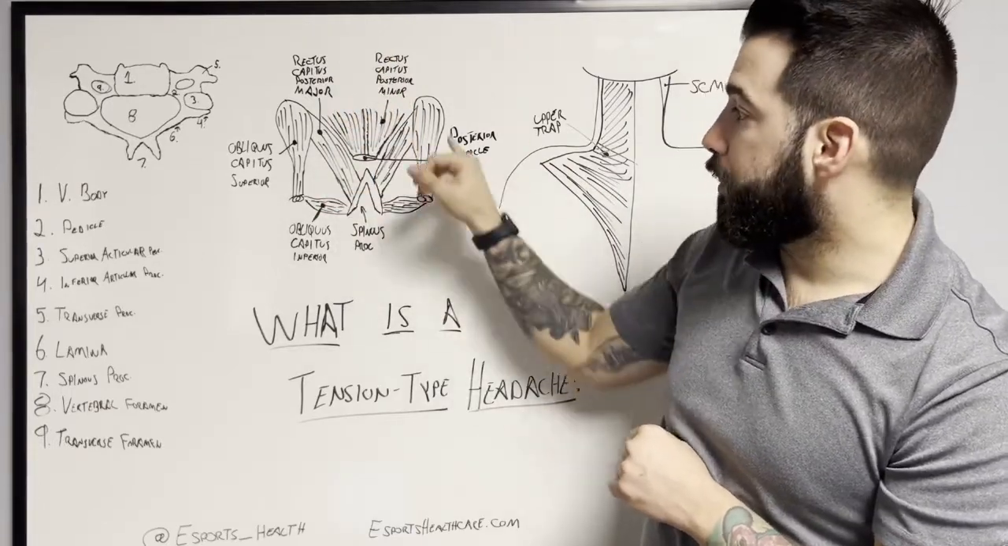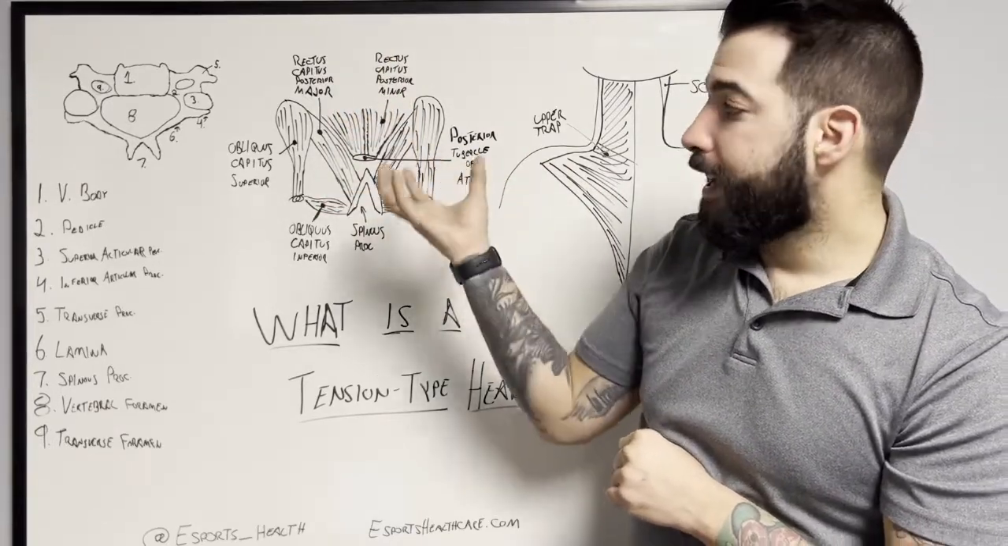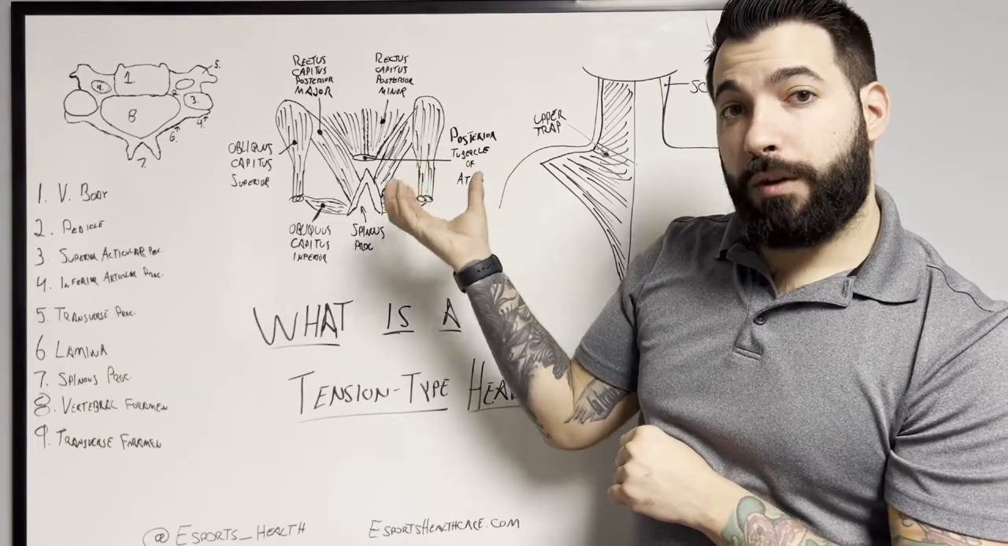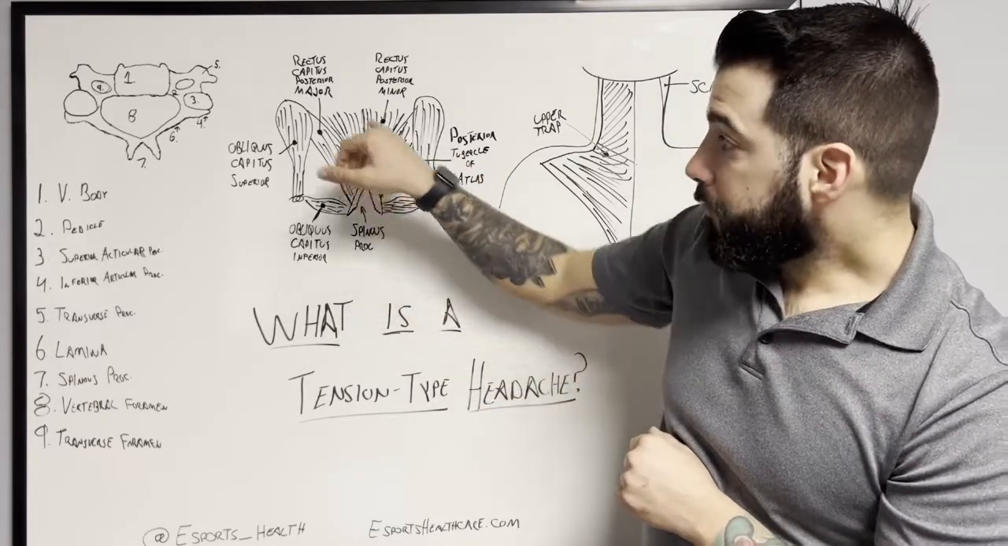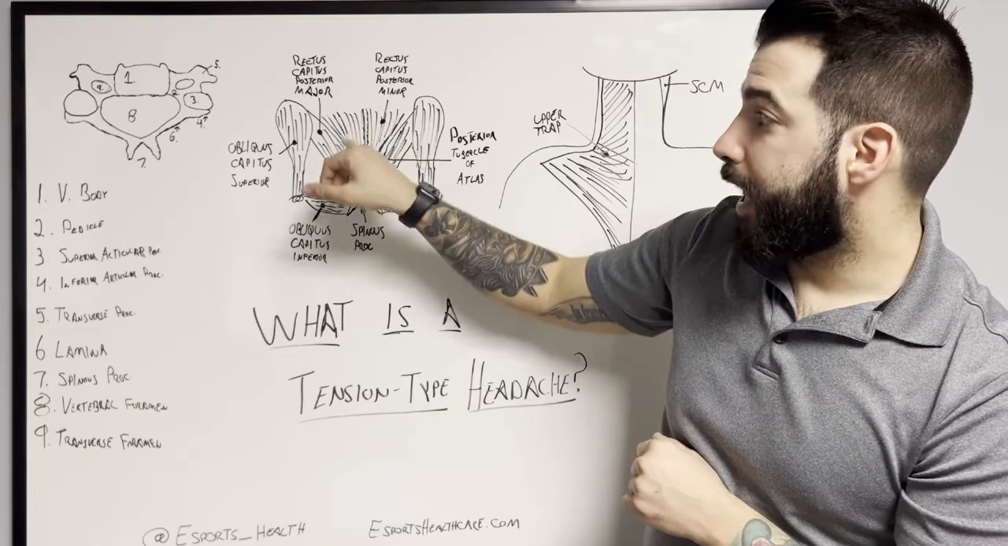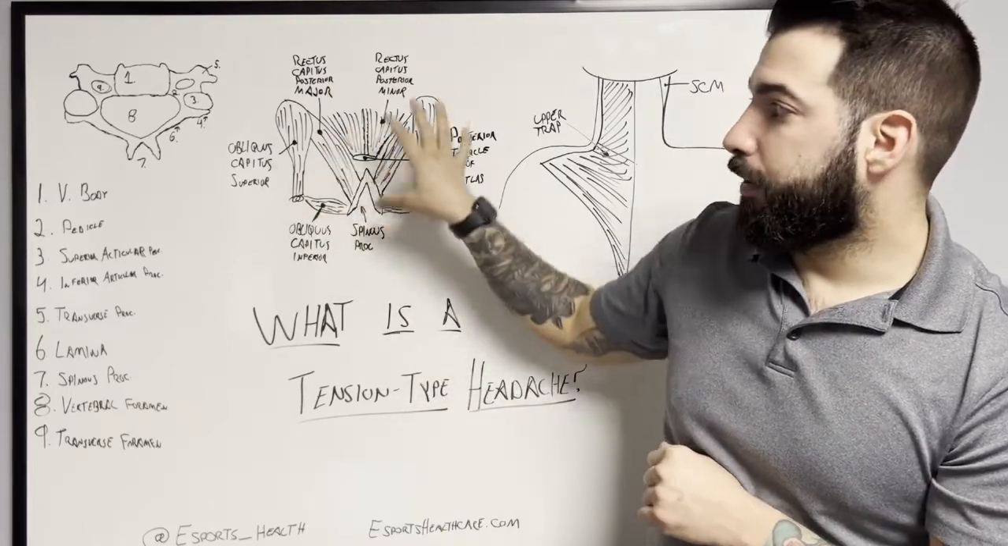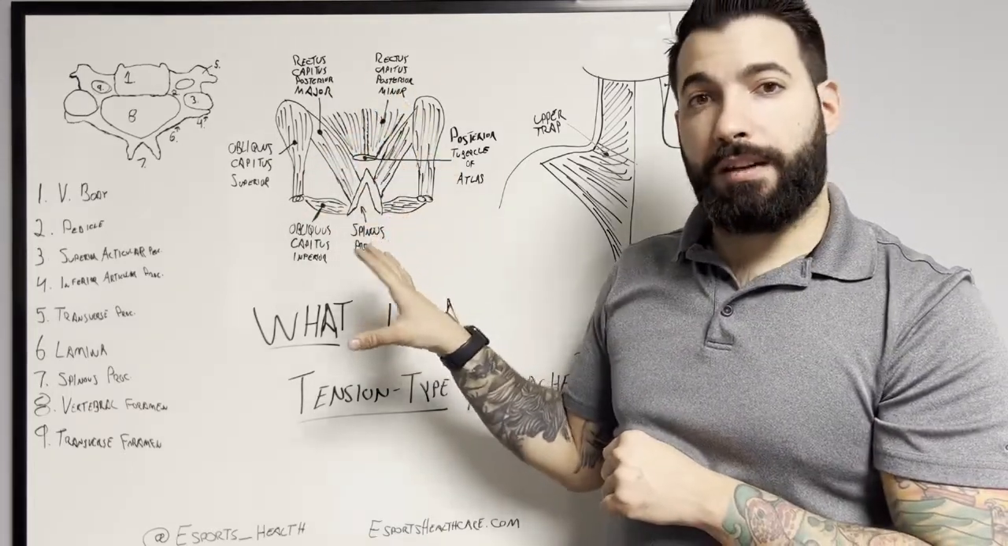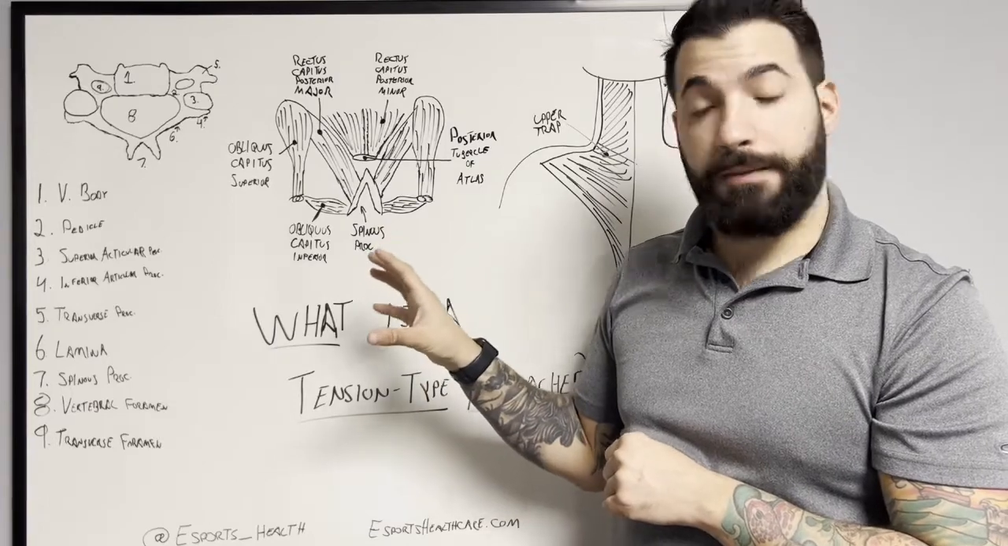An important one here is the posterior tubercle of the atlas, which is the topmost vertebra in our spine. These two muscles are going to attach here. These muscles really aid you in nodding and fine motor control of your head.